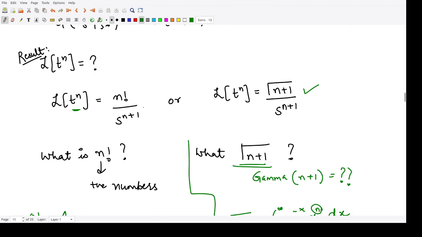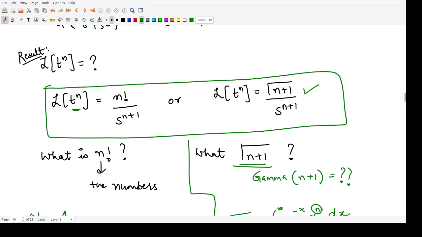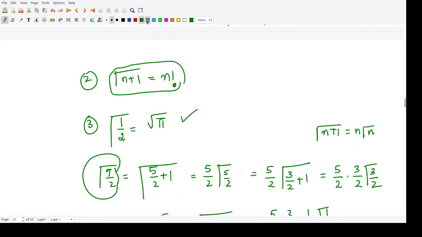So the formula of importance here is the Laplace transform of t to the power n, which is defined either as n factorial divided by s raised to power n plus 1, or, whenever n is a fraction, as gamma of n plus 1 divided by s raised to power n plus 1. The first case applies whenever n is a positive integer, and the second case when n is a fraction.